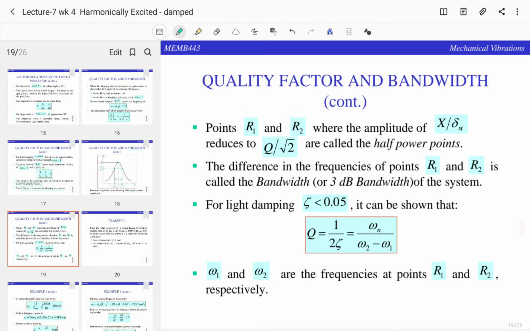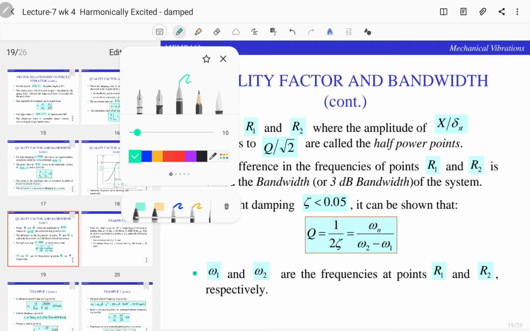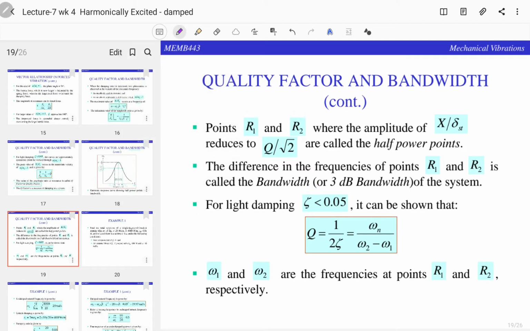There are also simple equations that you can use when you have a condition where, for example, your zeta is less than 0.5. Then you can determine your quality factor in the form of omega n divided by omega 2 minus omega 1. These are the frequencies at points R1 and R2. So we have defined that.